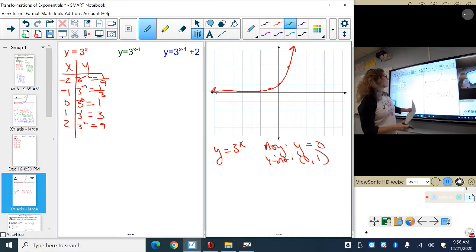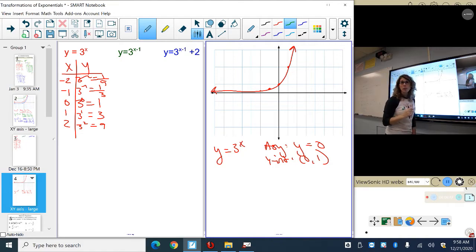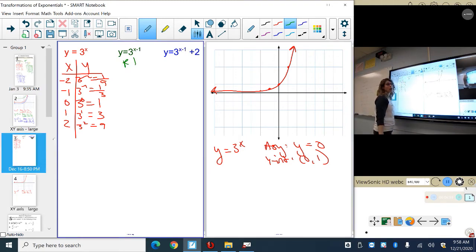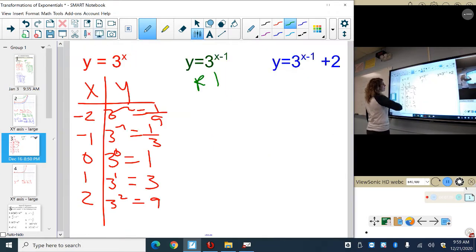However, what do you think is happening to our second graph right here? Our second graph has x minus 1. This is going to be a horizontal shift rather than a vertical shift, which means -1, you think it's going to the left, but it's actually going to the right 1 unit. What's happening is it is changing your x values. So what you're basically going to do is add 1 unit to each one of these.